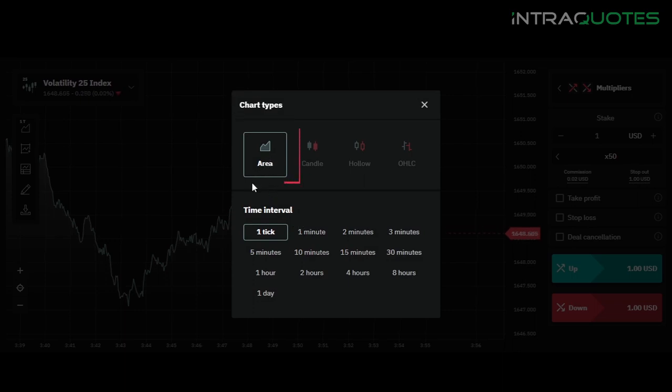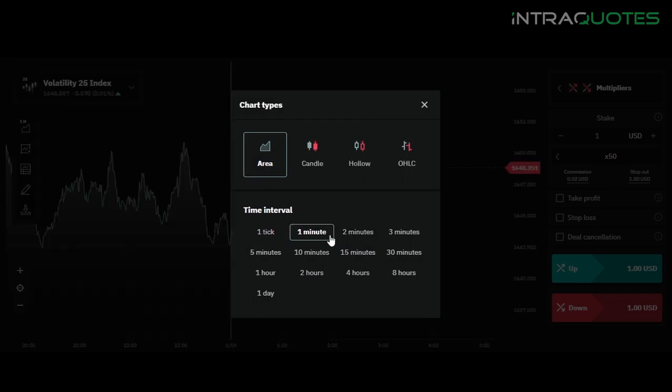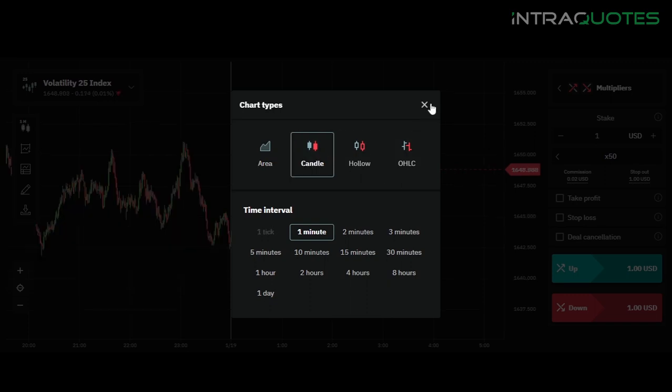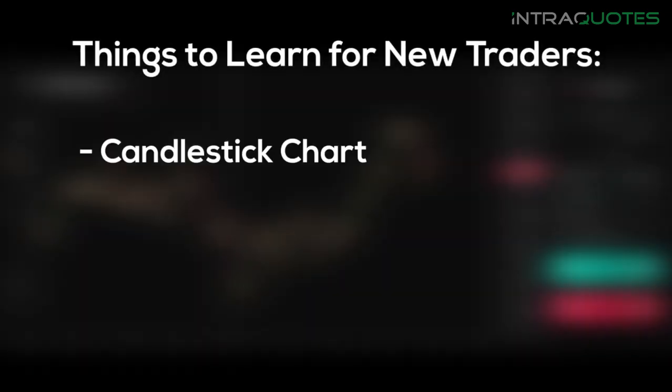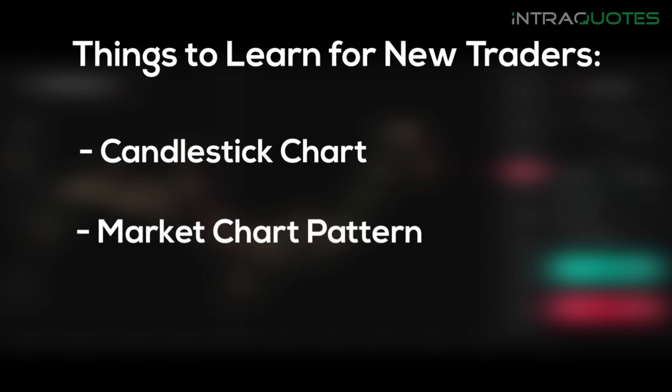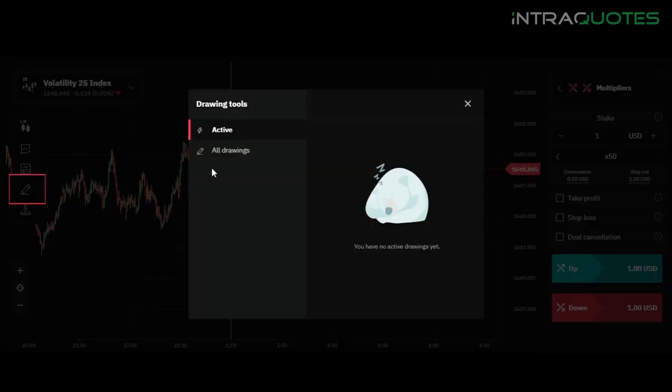Since by default, our area chart will show the tick chart, so for short-term trading, we will select the 1-minute chart. And here we will select the Candlestick Chart. Candlestick charts are very useful for new traders to study the market. It is very important to learn candlestick charts, market chart patterns, and trend lines at a basic level for our trading. Now let's draw a trend line box here on the chart.